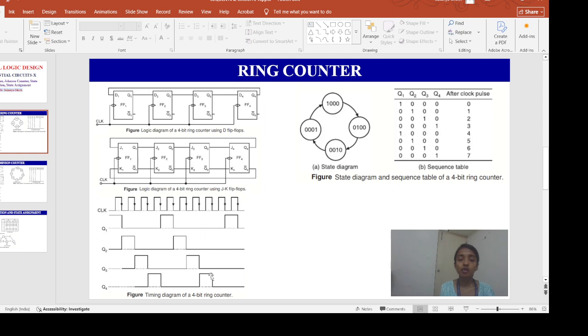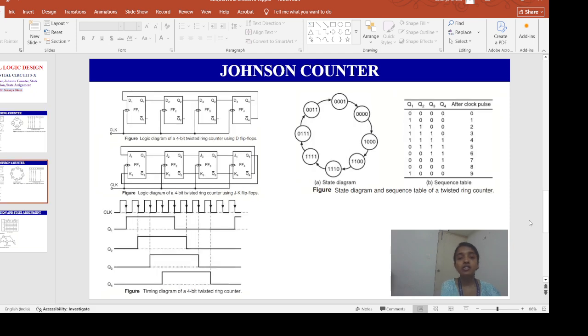Likewise, we have to draw all these states, the timing diagram of all these flip-flops based on this table, depending upon this clock edge. Alright, so next we will go for the Johnson counter. What is a Johnson counter? This counter is also called the twisted ring counter.